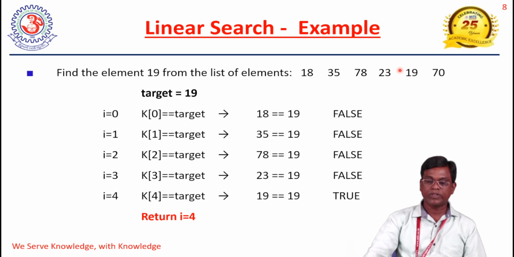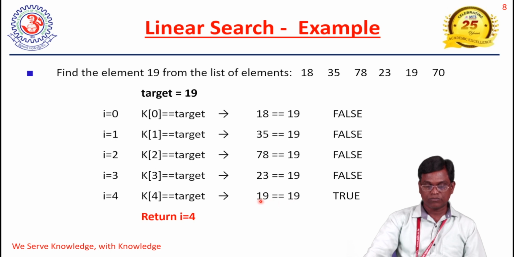Next it will go with comparing with the 23. 23 is compared with the target element 19, again it is false. So the search process is not completed yet. So now it will go with the next element, that is 19, which is available in position 4, and it is compared with the target element 19.